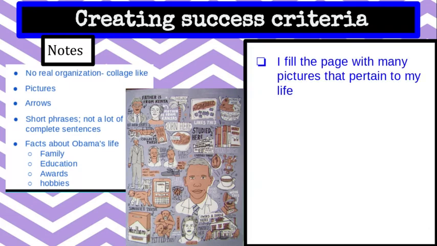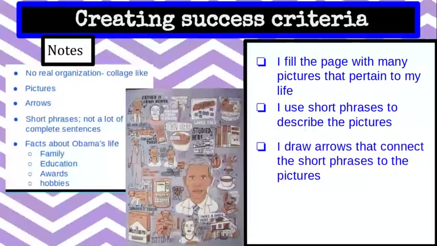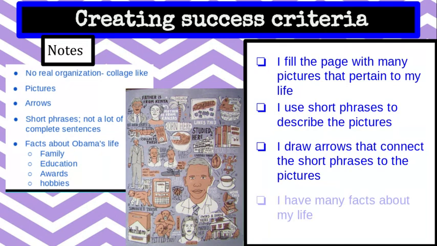Okay, I would say I fill the page with many pictures that pertain to my life. That would be one thing, that would be one check off, a checklist. If I do that, that means I'm mimicking this author portrait, like the mentor text. Secondly, I use short phrases to describe the pictures. Okay, I would not write paragraphs because the mentor text does not write paragraphs. All right, so I could do that. I draw arrows that connect the short phrases to the pictures. And I have many facts about my life.